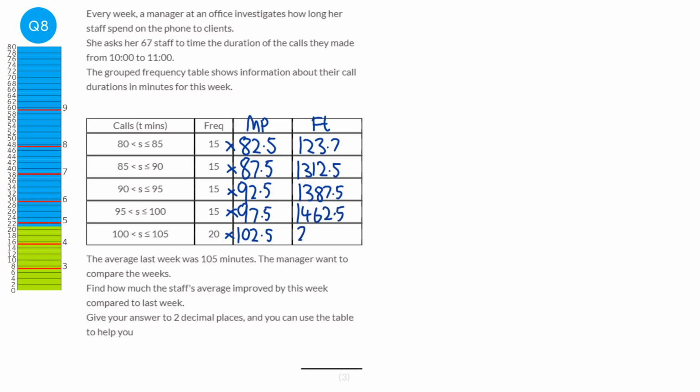And then finally 2050. Right, next we need to add up the frequencies and add up the FTs. So we're going to have the sum of the frequencies. So I'm just adding all this column up, and that will be 80. And we have the sum of the FT.